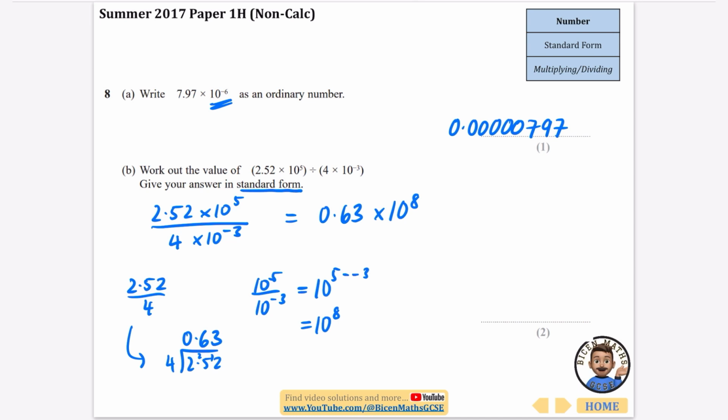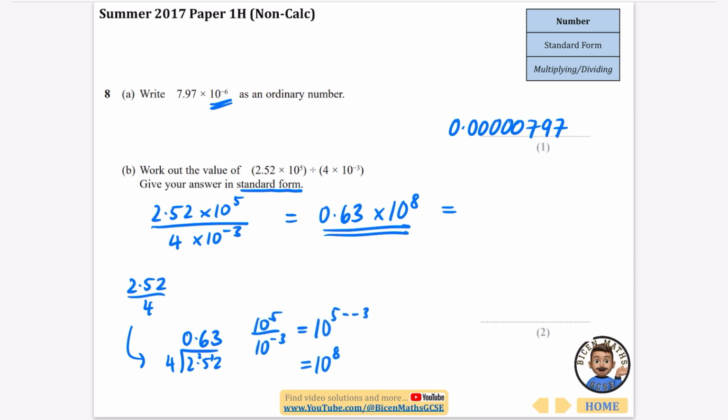However, it wants the answer in standard form, and this number that we've got here is not in standard form. So we need to do a bit of work on that. What I'm going to do, I'm actually going to move this down here so I have even more space. I'm going to change the 0.63. I'm going to multiply it by 10 to get 6.3. But because I multiplied that one by 10, I need to divide that one by 10 so that it goes from 10 to the power of 8 to 10 to the power of 7. So I times that by 10, and so I have divided that by 10. Okay? Let's just tidy up that power of 5 so it looks a little bit neater.